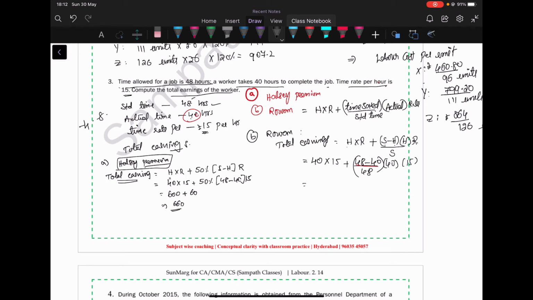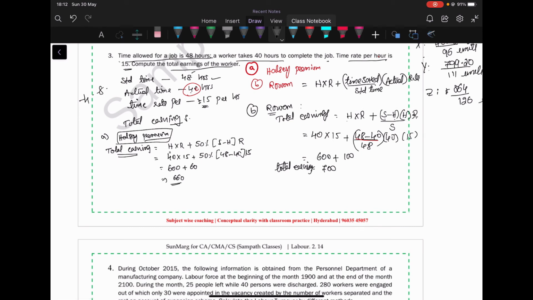So here 40 into 15 is 600 plus 48 minus 40 divided by 48 into 40 into 15, that is 100. Total answer is 700 rupees. That is the total earnings under the Rowan system. Right, there are 2 more formulas I will tell. Actually, they were not asked in the question, but I will tell you. You can learn this one also.